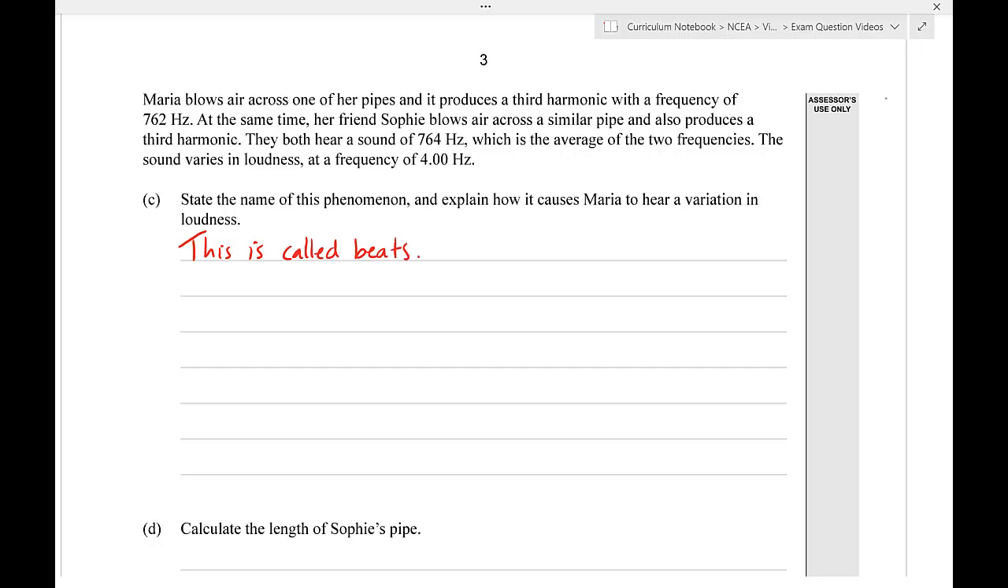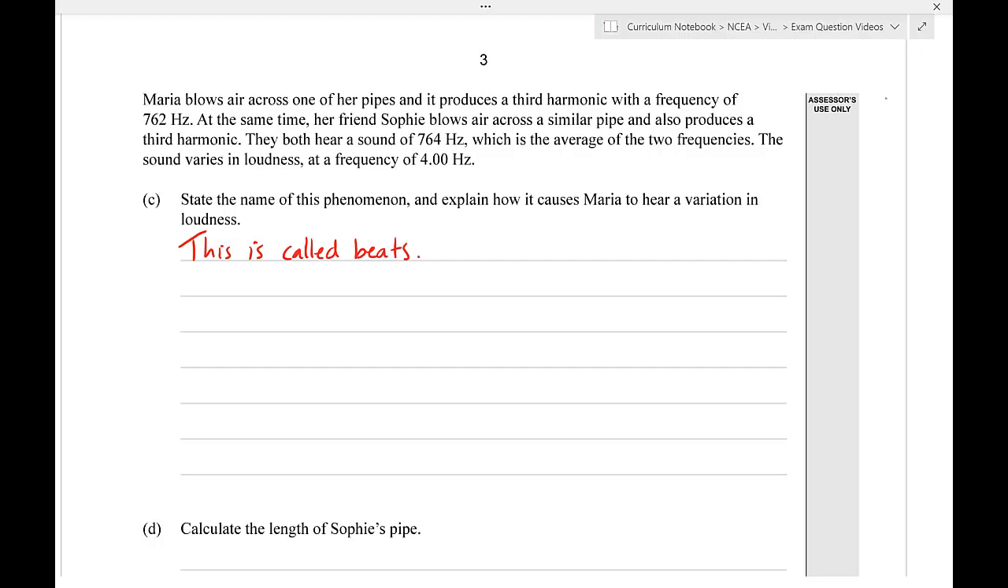And what we need to explain here is that we have two similar frequency waves arriving at Maria's ear at the same time. They superpose and they interfere. Because of the slight difference in wavelength, they'll go in and out of phase, which means that they'll alternately constructively and destructively interfere, leading to loud followed by quiet followed by loud, and so forth. Okay, so let's try to summarize that efficiently here.